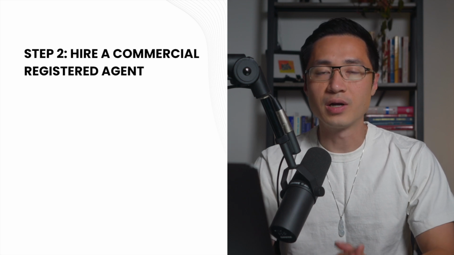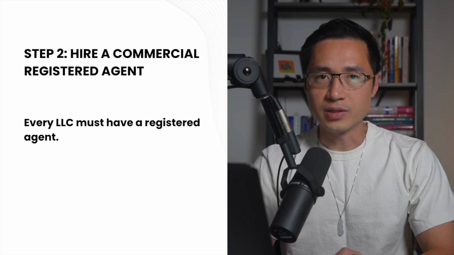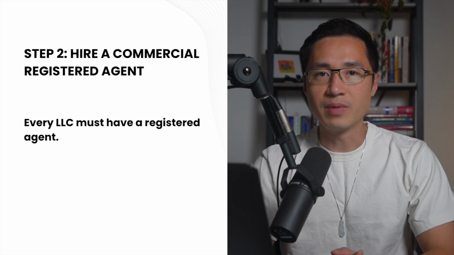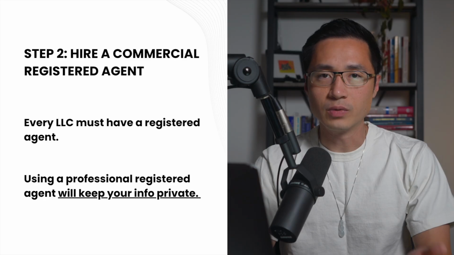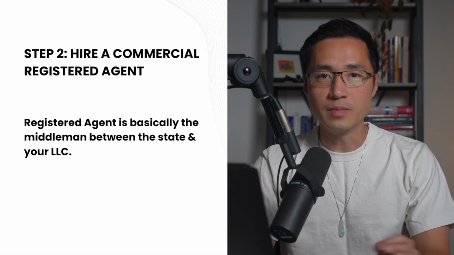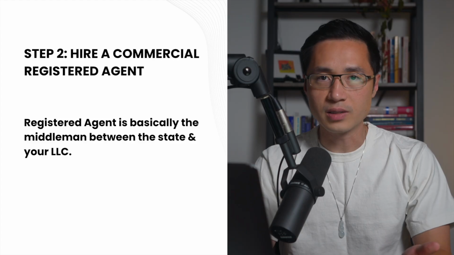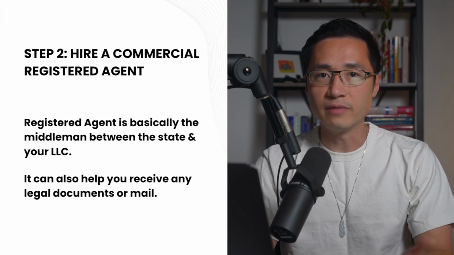Step 2 is to hire a commercial registered agent. Every LLC must have a registered agent. If you list yourself, that means your name and address is going to become public. So using a professional registered agent will keep your info private. The commercial registered agent is basically the middleman between the state and your LLC. It can also help you receive any legal documents or mail on your behalf.